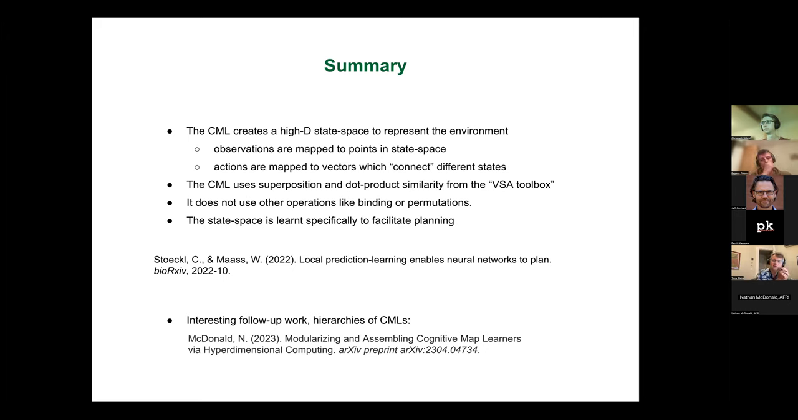What sort of dimensionality were you using in the high-dimensional state space? Usually we tested up to thousands or so. It wasn't that high dimensional, I guess, but for these tasks that was sufficient.